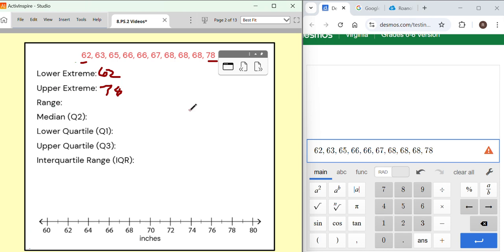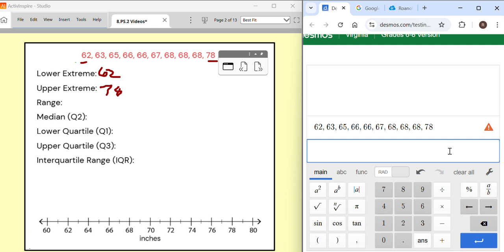Now our range is never part of our box plot, but we do have to figure it out sometimes. So let's do 78 minus 62 to find our range, which is 16. So let's put that right here.